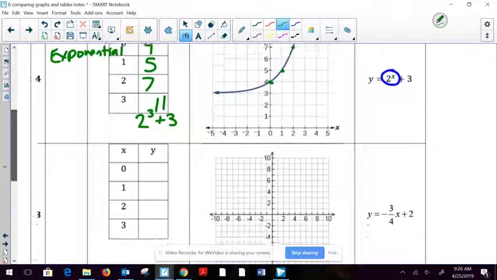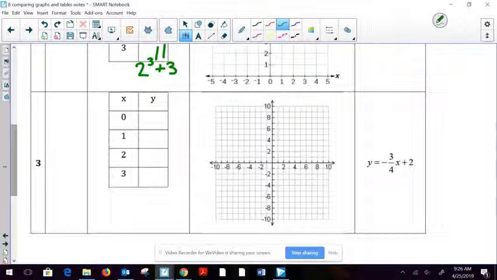Okay, so let's look at one more problem here. So this one, there is no graph. There is no chart given. It's just the equation. Because it's in the form of y equals mx plus b, we know right away that it's going to be linear.